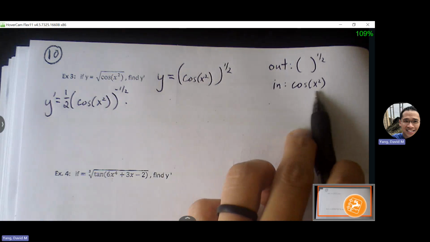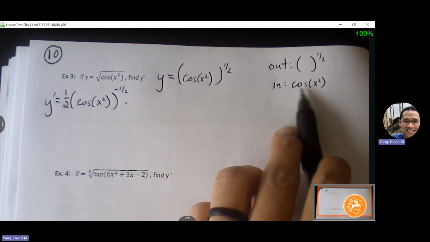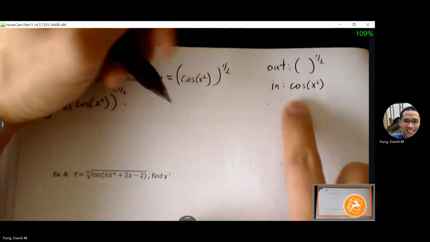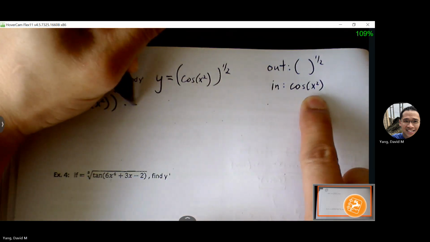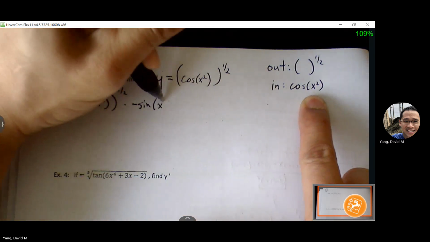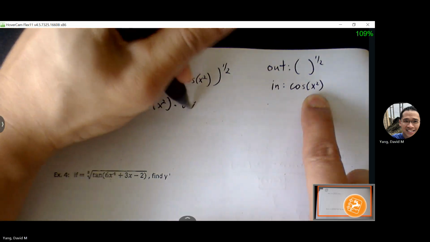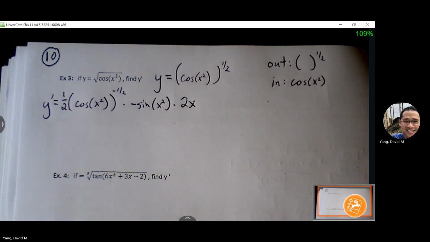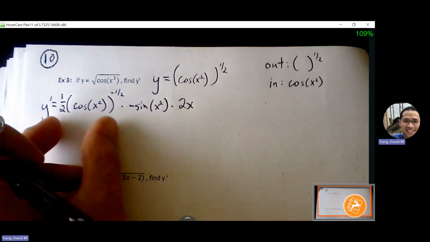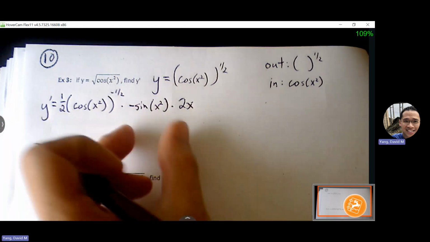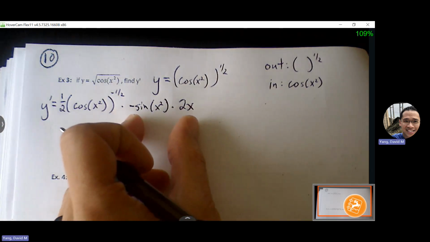Times, okay, so now we're ready for cosine of x squared. Cosine of u becomes what? Negative sine of u times what's u prime? 2x, yeah. There's my full outside derivative. Here's my full inside derivative.